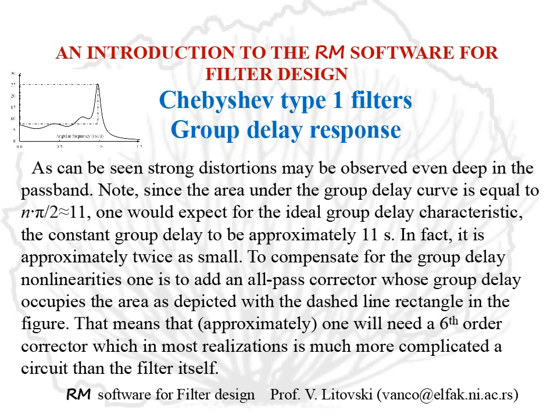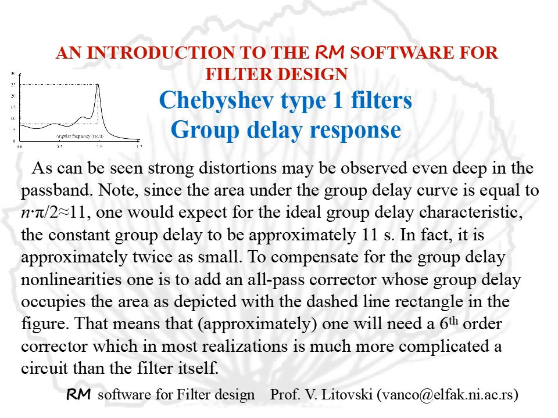Note, since the area under the group delay curve is equal to n multiplied by pi divided by 2, which is in this case approximately 11, one would expect the ideal group delay characteristic, which is the constant group delay, to be approximately 11 seconds. In fact, it is approximately twice as small.